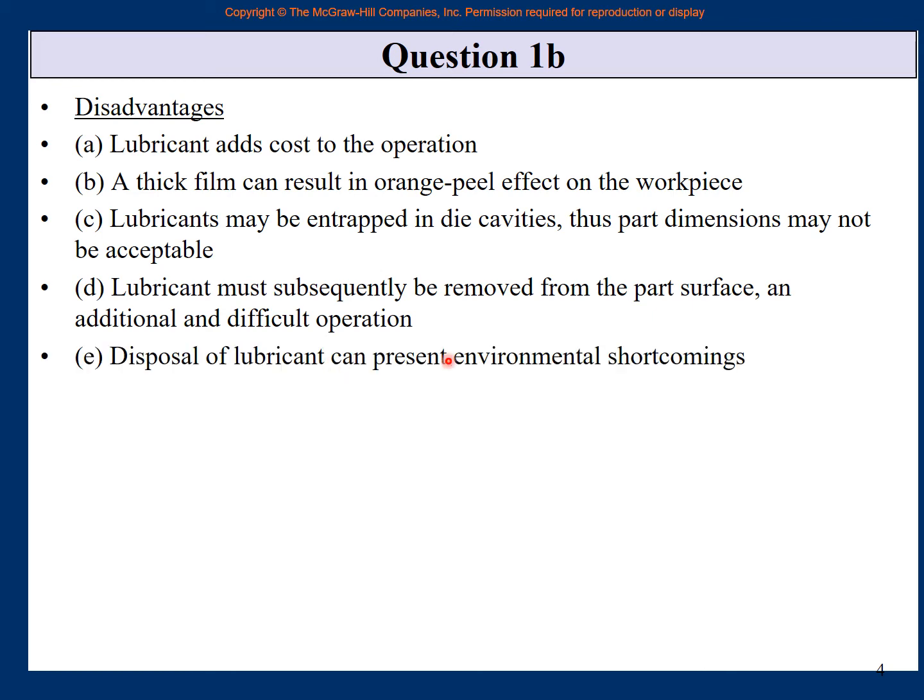Disposal of the lubricant can present environmental shortcomings. So this is always that lubricant is something which you need to dispose, right? Just like your engine oil and so on, you have to throw it away, and you can throw it away at a certain cost only. So this will be again one of the disadvantages.